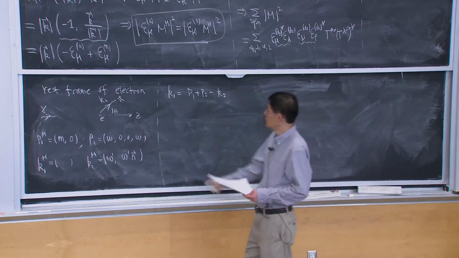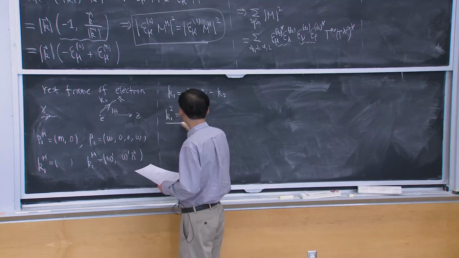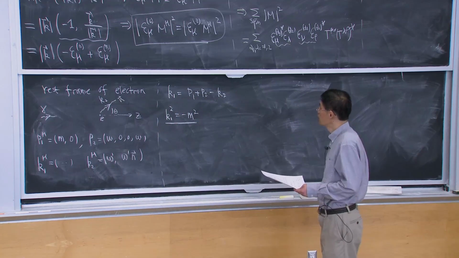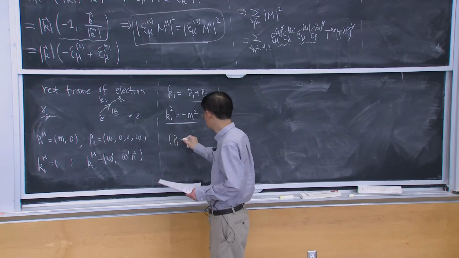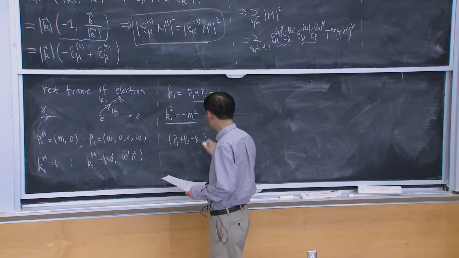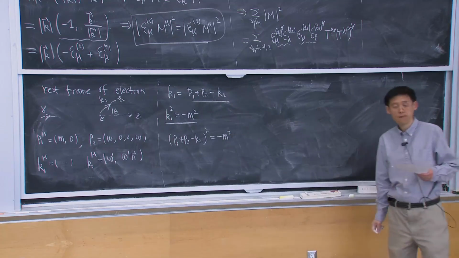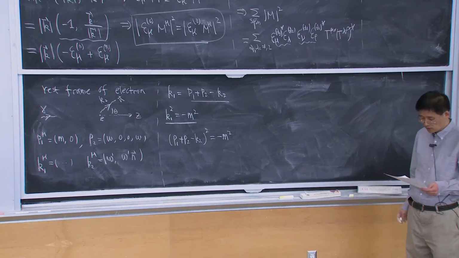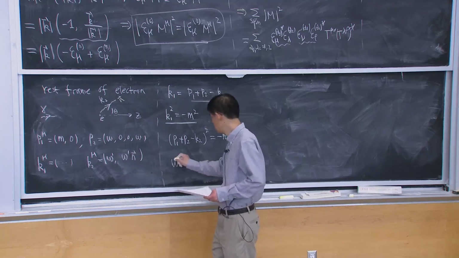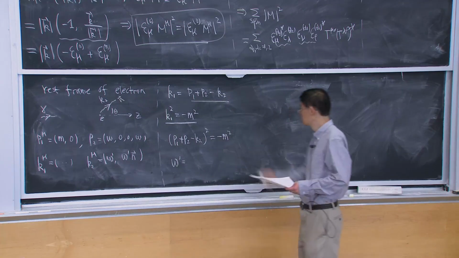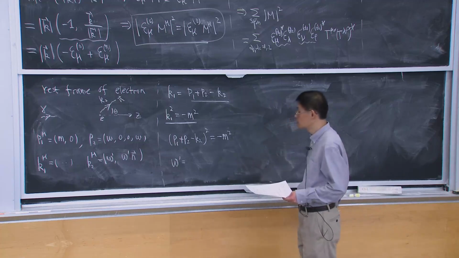From the fact that the electron has a static mass, minus m squared, P1 plus P2 minus K2 should satisfy the constraint that this should be equal to minus m squared. From this equation you can actually solve for omega prime in terms of omega. We will not write down this equation explicitly. You can easily check yourself.